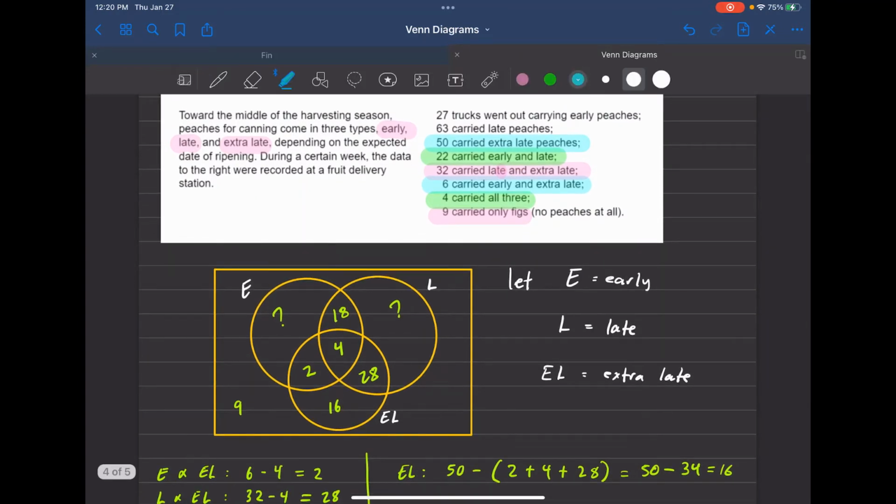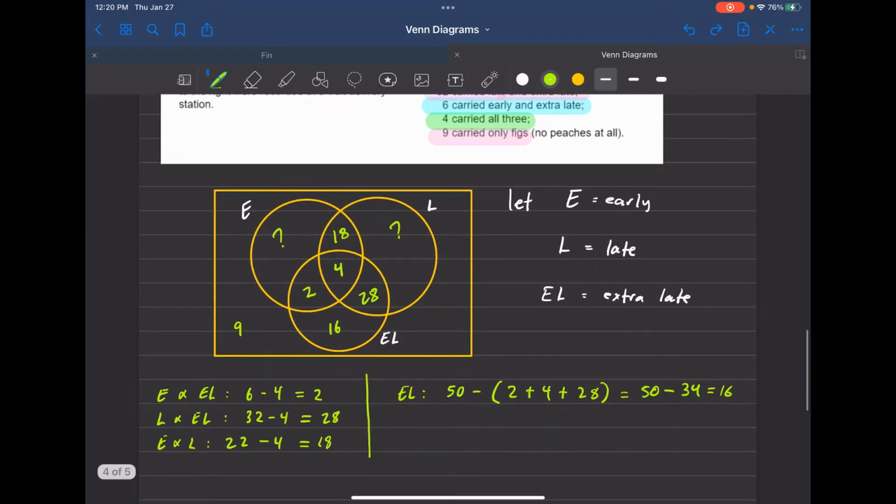So we have 63 that are carrying late peaches. Late peaches are this region right here. So we take 63, subtract 18, 4, and 28 gives us what the question mark is. So let's go ahead and do that. So we have 63 for late. We have 63 minus the sum of 18 plus 4 plus 28. And that would give us 13 altogether. So that means this question mark for the late was going to have 13.